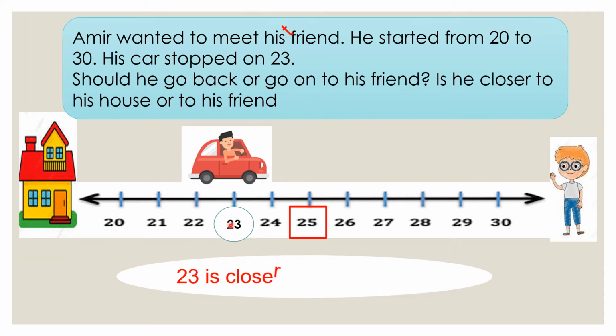So 23, this number is closer to which number? Is it closer to 20 or is it closer to 30? It's closer to 20, so you're going to go back to 20. Okay? Let's see another example.